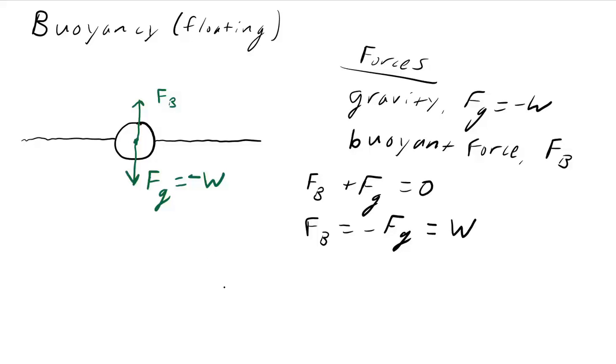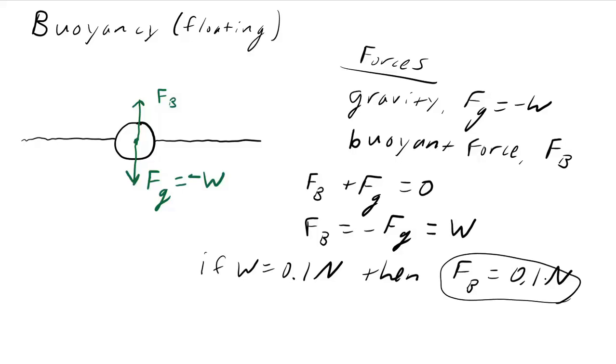So if, for example, the weight, I don't know how much a beach ball weighs, let's say 0.1 Newton, it's probably less than that even. But if the weight is 0.1 Newton, then the buoyant force is 0.1 Newton. Or if the buoyant force is 0.1 Newton, then the weight is 0.1 Newton.